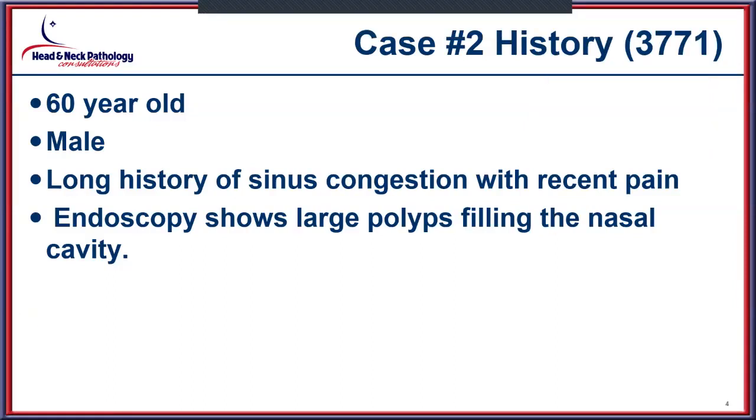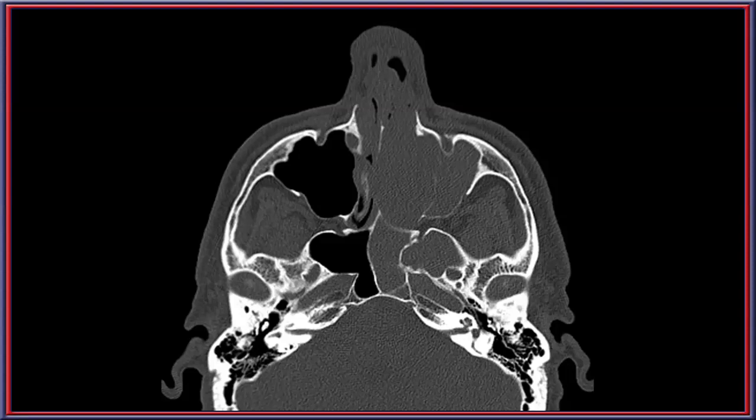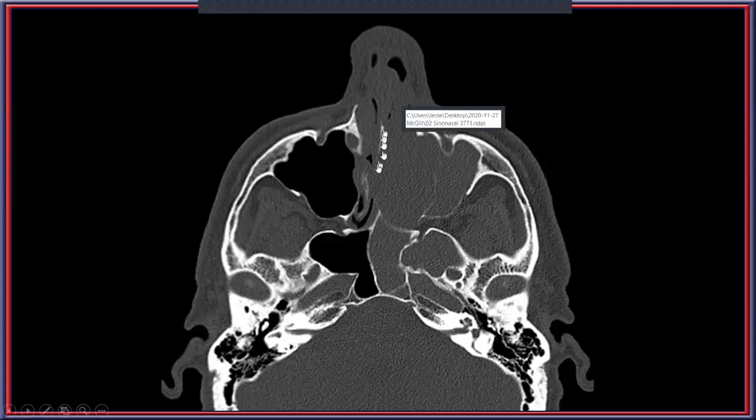Let us go on now to case number 2. This is a 60-year-old male patient who presented with a long history of sinus congestion and recent pain, and endoscopically was identified to have several large polyps filling the nasal cavity. Again, in this case, you can see from an imaging perspective, there is a large area of opacification of the sinuses with extension out into the nasal cavity.